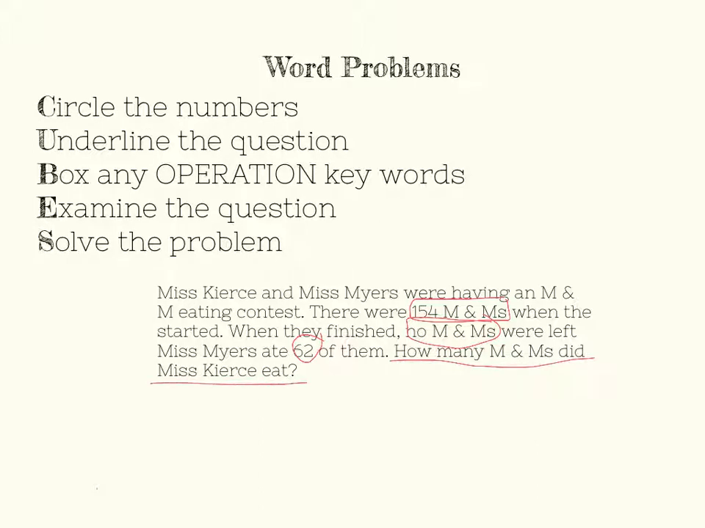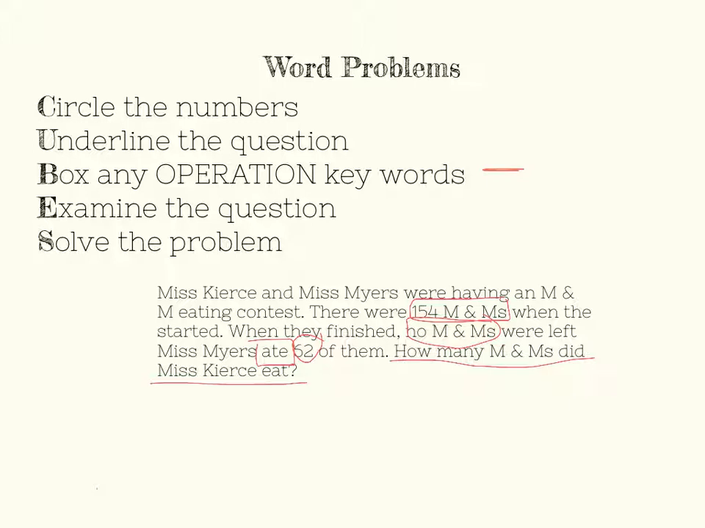Box any operation keywords. This is where we want to look for words that are going to tell us, are we going to add or are we going to subtract? I'm going to reread the problem again. Miss Kearse and Miss Myers were having an M&M eating contest. There were 154 M&Ms when they started. When they finished, no M&Ms were left. Miss Myers ate 62 of them. So the word ate, in this case, if Miss Myers ate them, those M&Ms would have gone away from the total that we started with, 154. Since they're going away, she's eating them, they're no longer there, that tells me we're going to want to use subtraction.